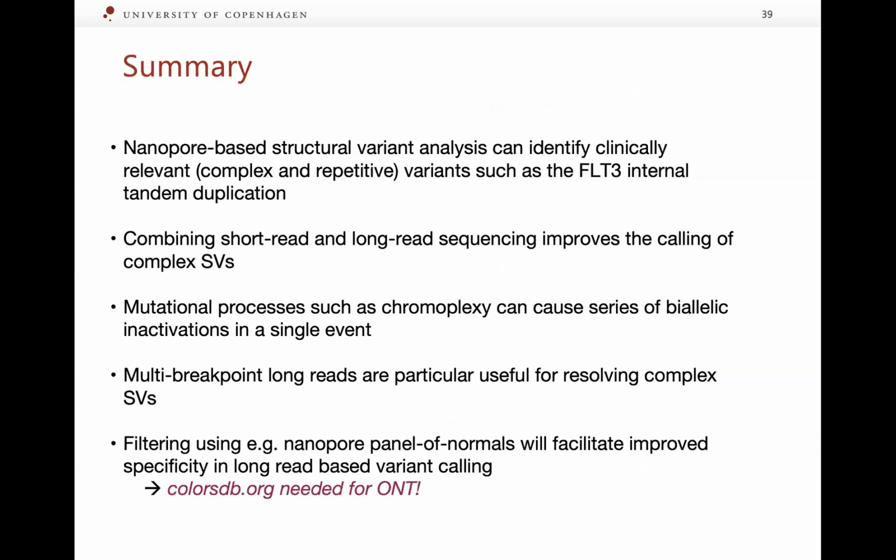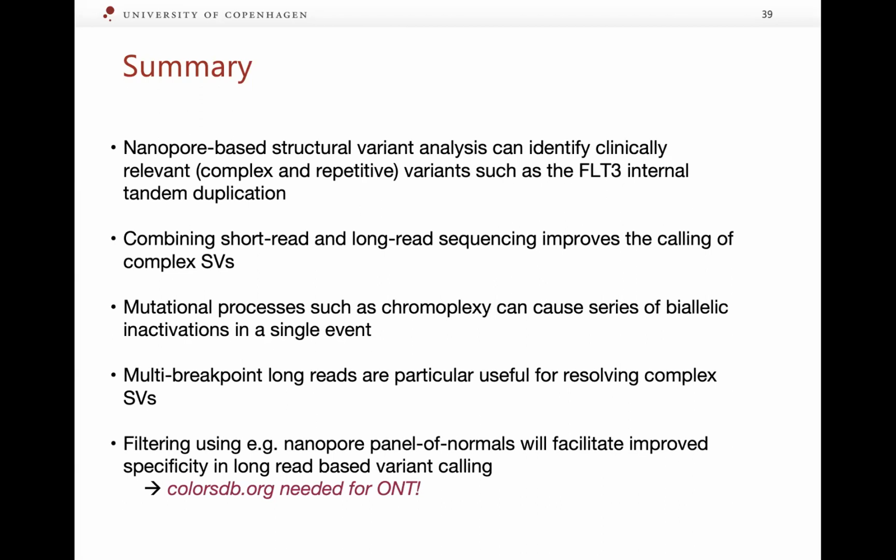So nanopore-based structural variant calls can identify clinically highly relevant variants such as this FLT3. And what we're finding really useful right now is that we need to combine both short read and long read sequencing. That really improves the calling of complex SVs. I showed you just one example of chromoplexy, but we're seeing this pattern recurrently again and again, where, for example, especially p53 seems to be disrupted not just by 2 losses, but in very complex patterns, leaving the historical view of just two copy number losses a little bit oversimplistic.